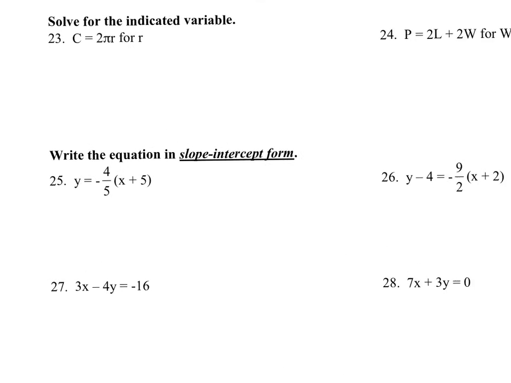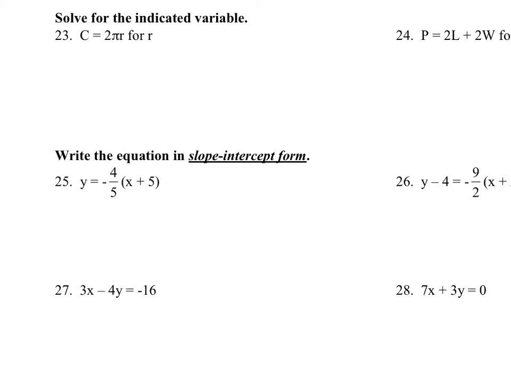So let's take a look at solving equations for a certain variable. And we have 23 here which says solve for r. So here is the r. So we have to look closely at the relationship and see how is r related to 2 and pi. And it is being multiplied. So to undo the multiplication, we can divide by 2 pi. So r is equal to c over 2 pi.